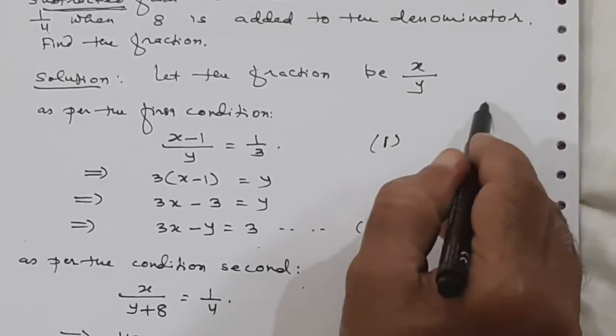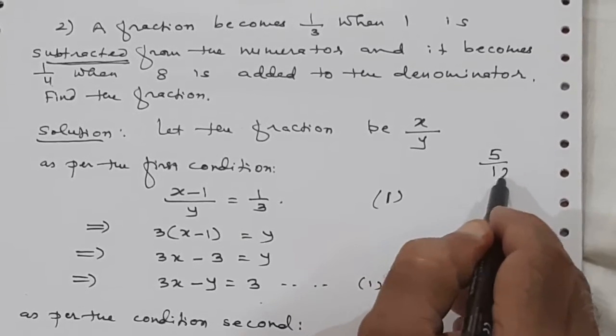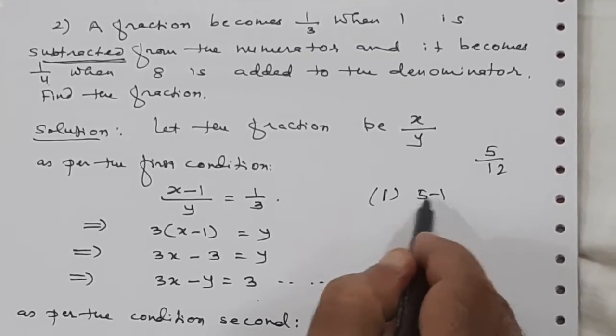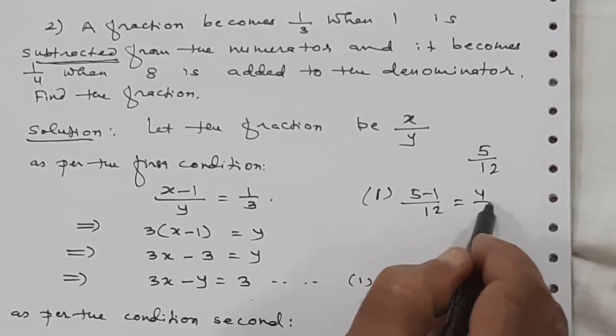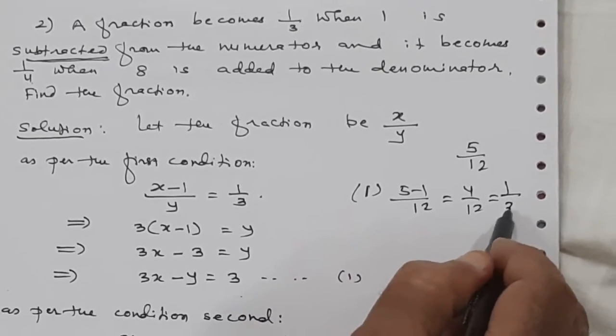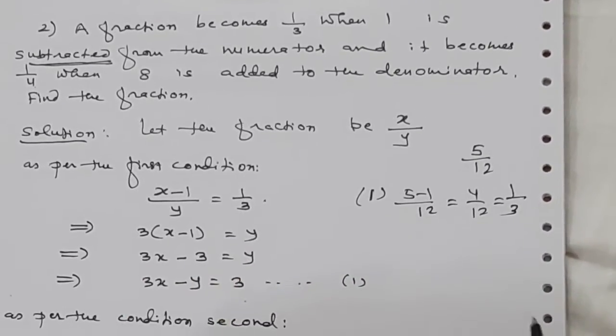So what is it now? Fraction. Fraction is 5 upon 12. Now 1 is subtracted. So 5 minus 1 upon 12. It becomes 4 upon 12 and it becomes 1 upon 3. You see that this is 1 upon 3.